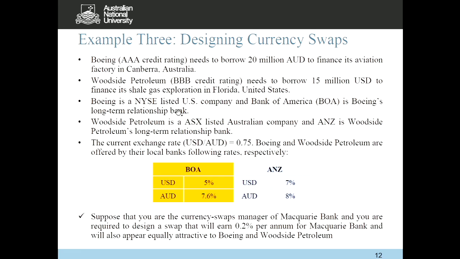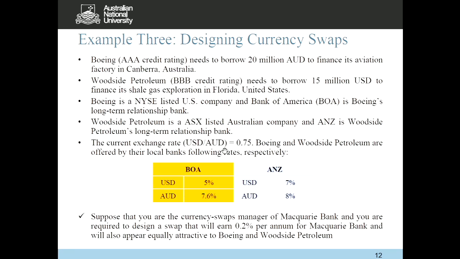All right, so Boeing is a US company, and Bank of America is Boeing's long-term relationship bank, which means the Bank of America is able to offer Boeing the lowest possible US rate and the lowest possible Aussie dollar rate. Woodside Petroleum is an Australian company, and ANZ is Woodside Petroleum's long-term relationship bank, which means ANZ is able to offer Woodside Petroleum the lowest possible rate in both US dollar and Aussie dollar. All right? And what we were told is the spot exchange rate is 0.5.